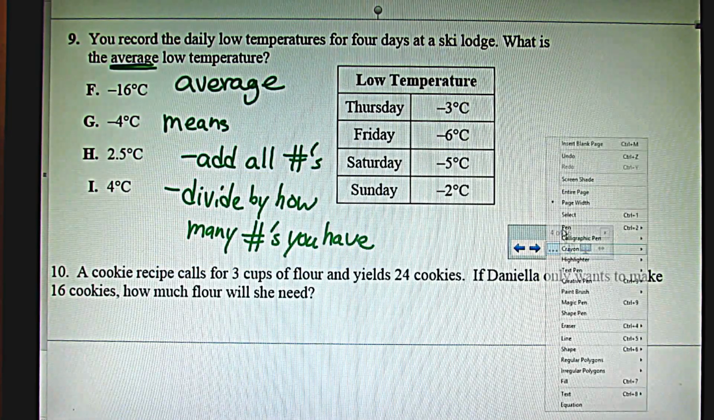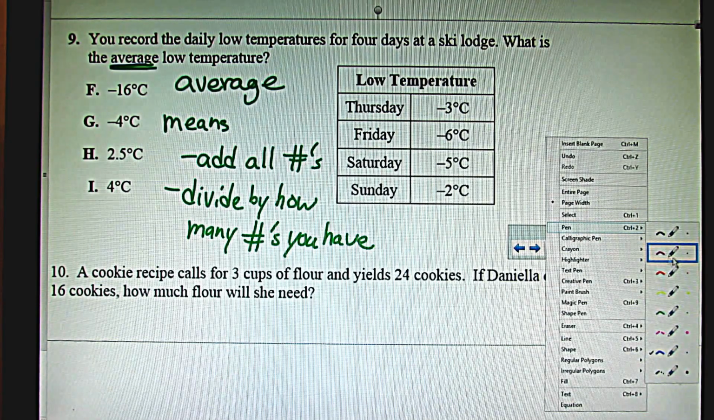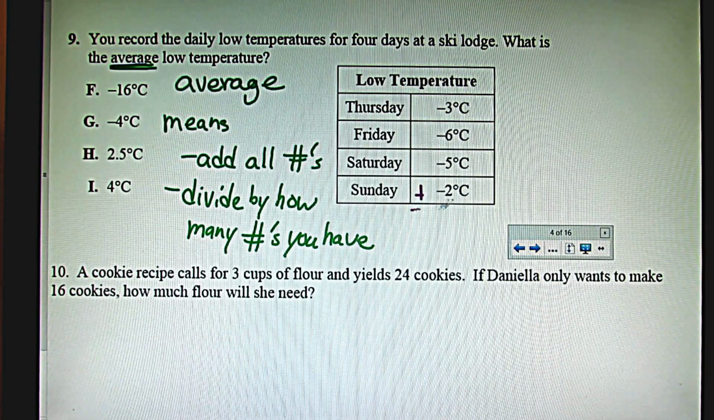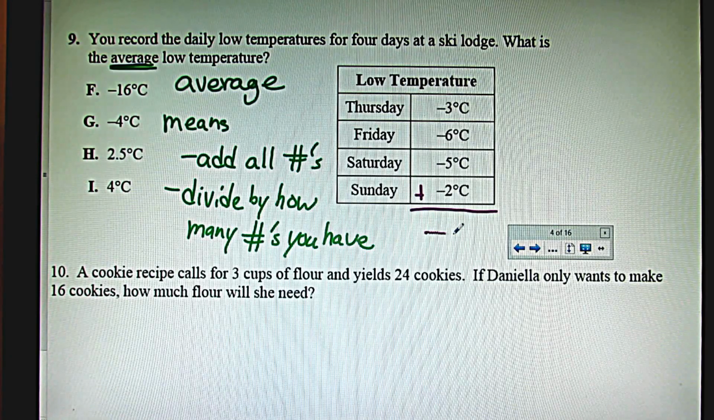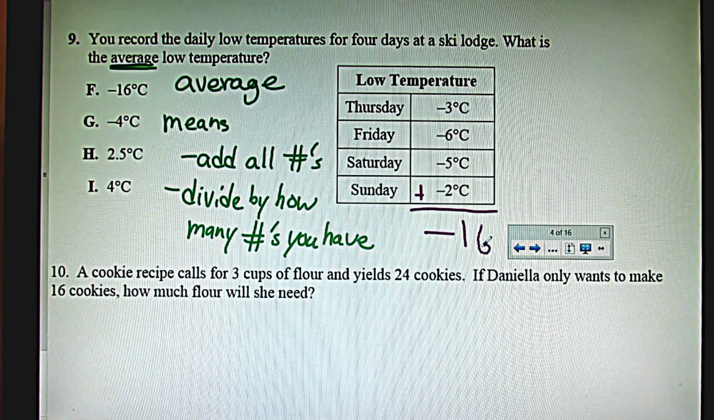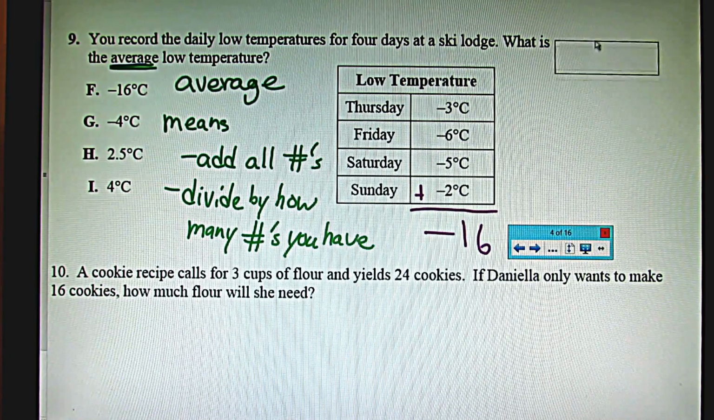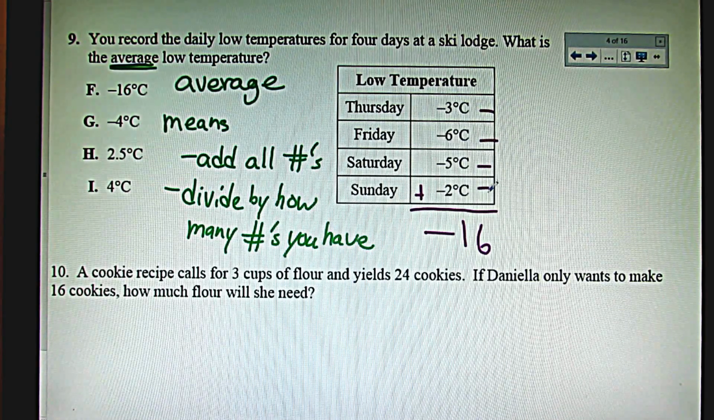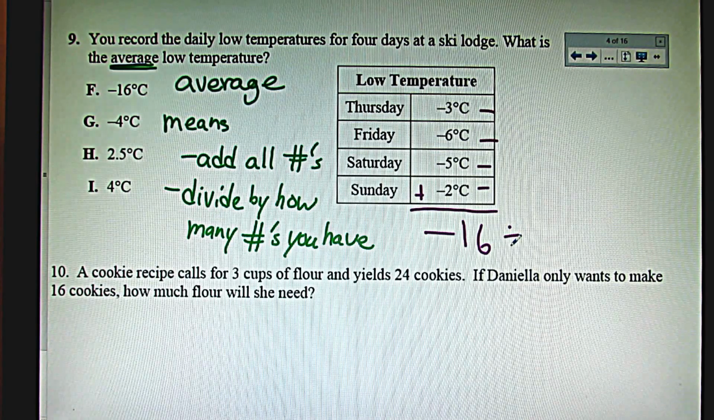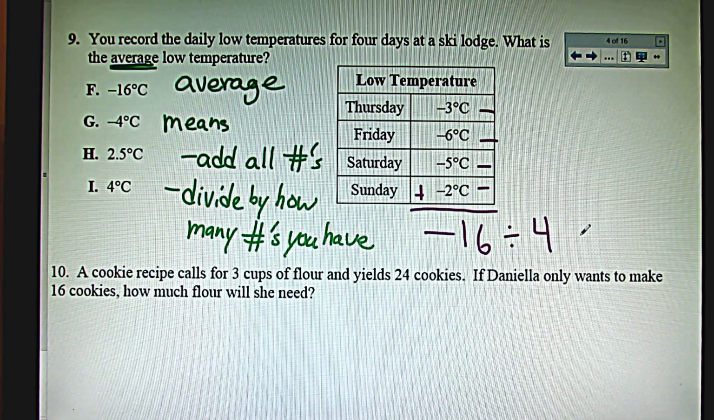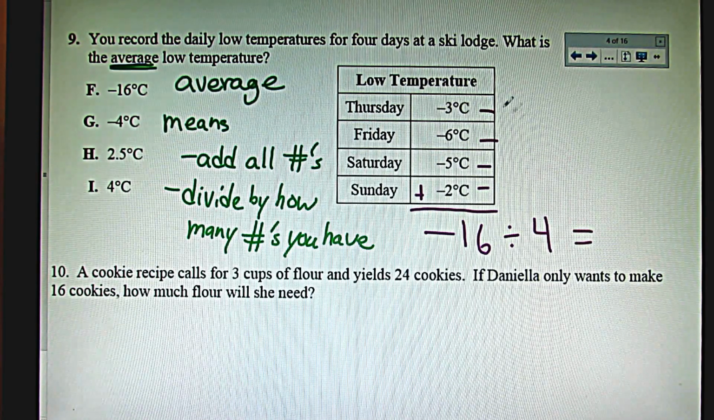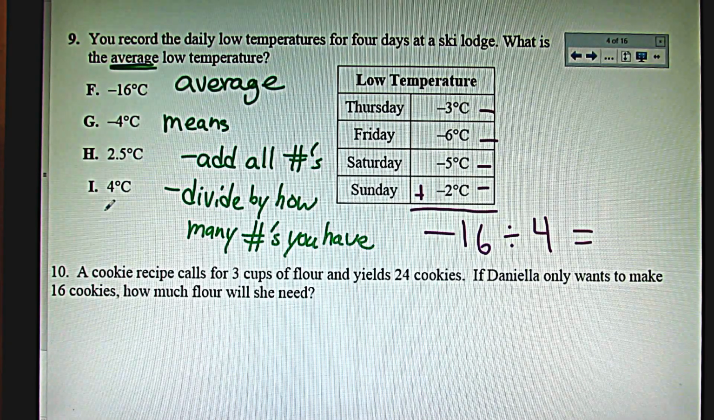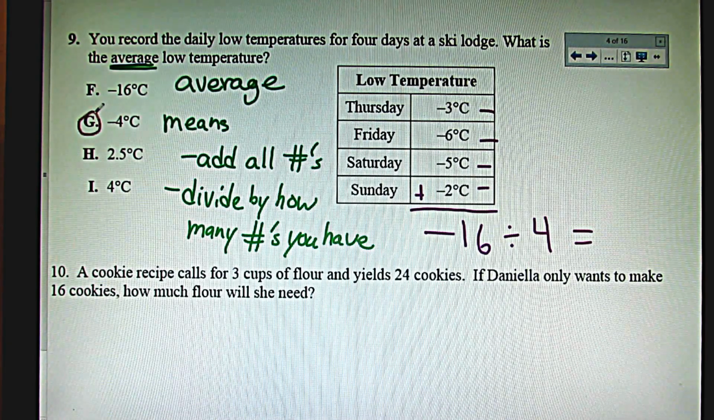So on the side, I am going to add up all of these numbers in my calculator and get -16. And then I have to divide by how many numbers I have. I have 1, 2, 3, 4 numbers. So I'm going to divide my answer by 4. And that will get me my final answer of -4, which is choice G.